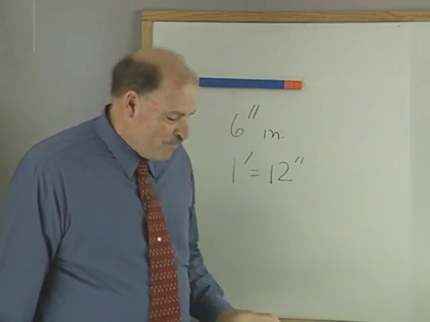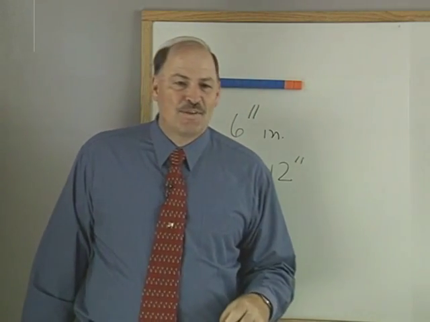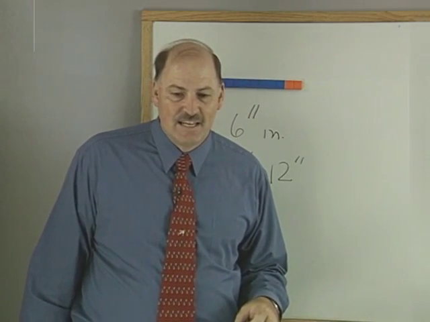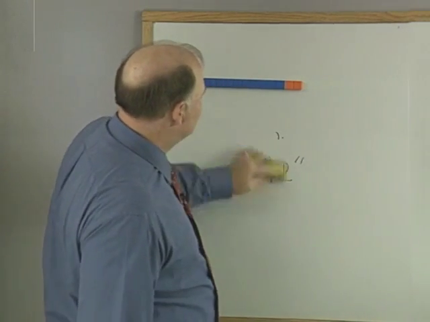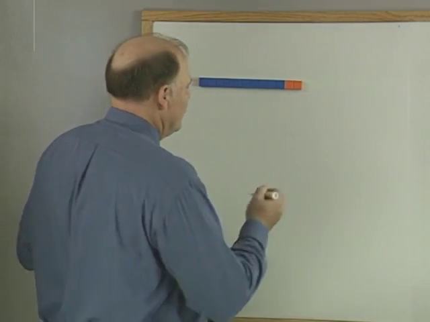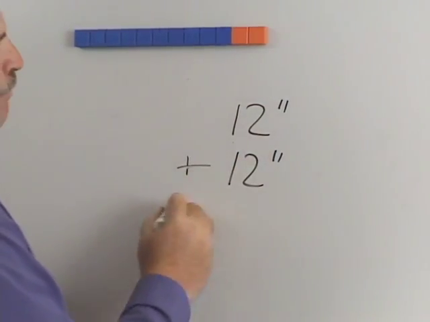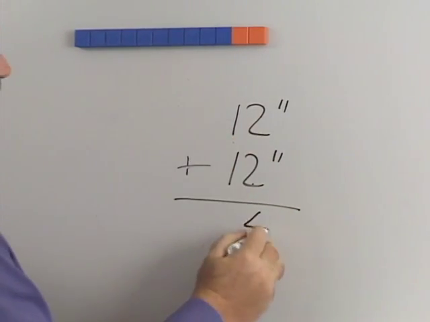Okay. Now, how many inches would there be in 2 feet? 24. Well, let's write it down. 2 feet would be 12 inches plus 12 inches. We add it up, and we get 2 plus 2 is 4.